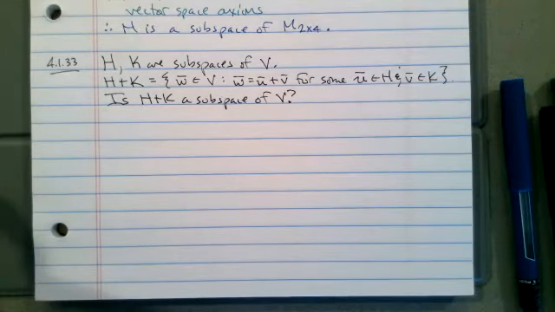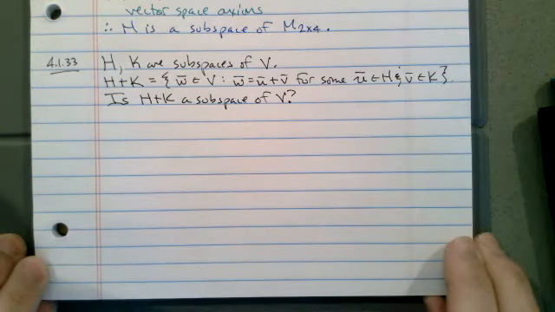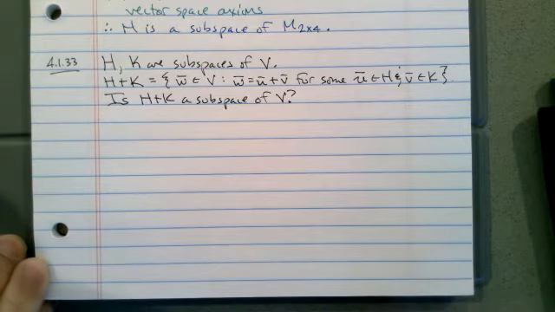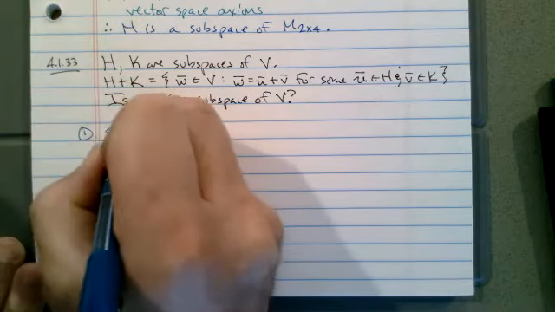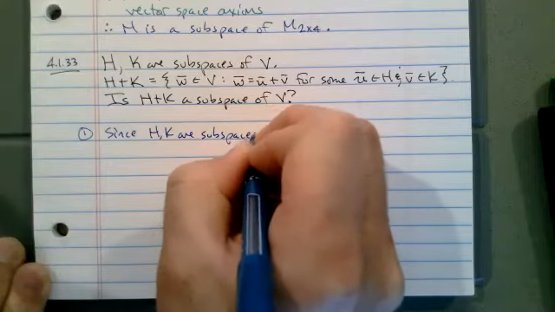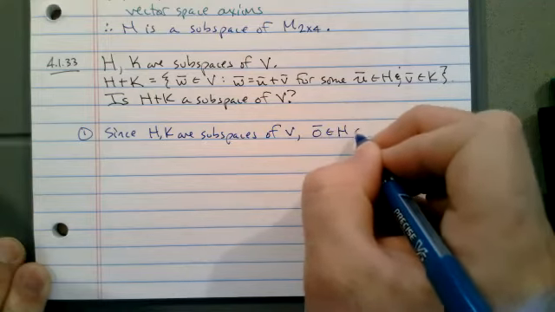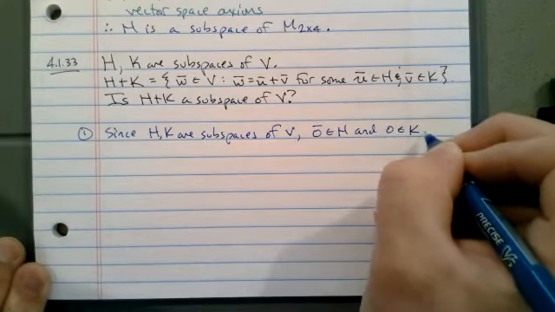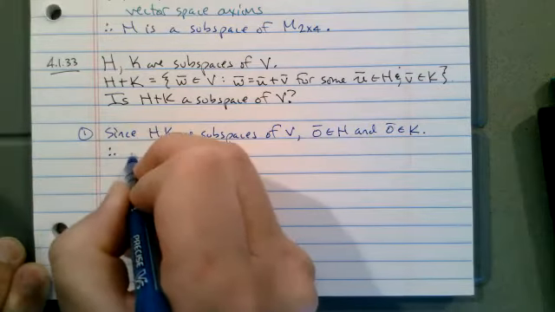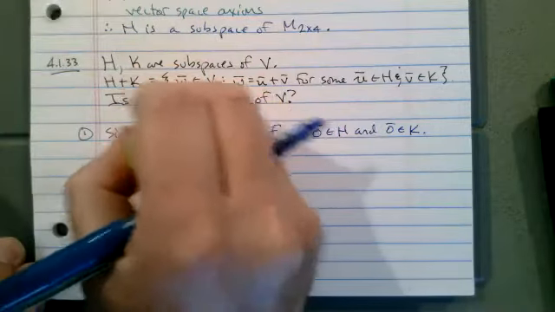All right. So we have to show three things. We have to decide if 0 is in H plus K. Since H and K are subspaces of V, 0 is in H and 0 is in K. Therefore, 0, since 0 equals 0 plus 0, I'll throw that in there. Let's get all the details.